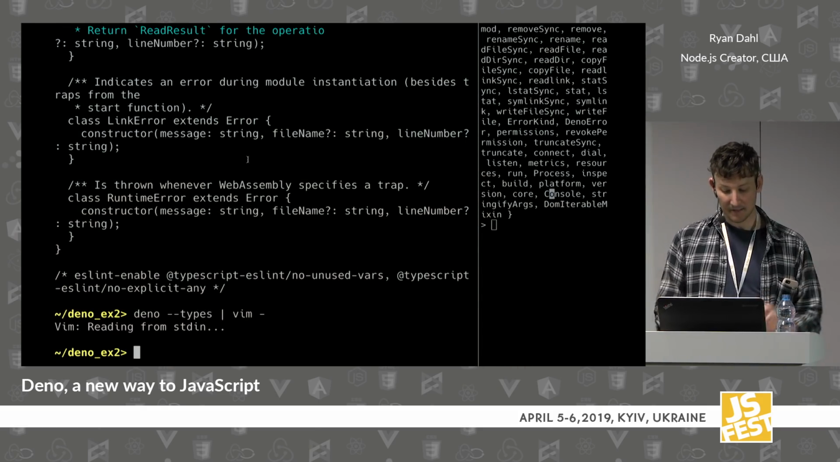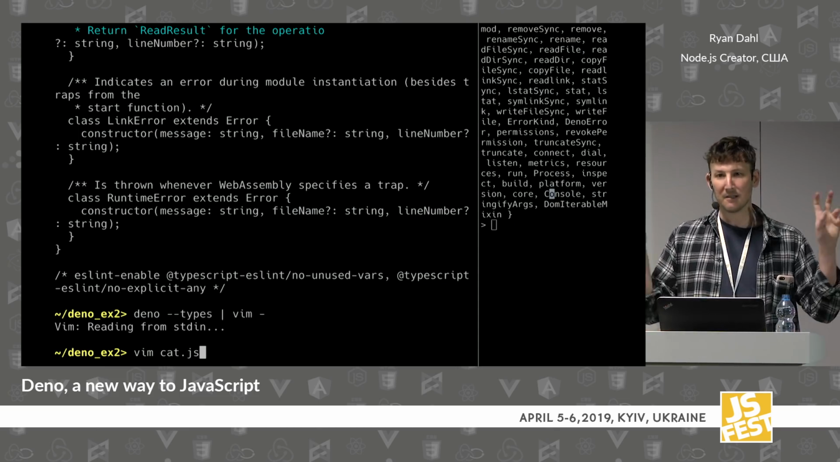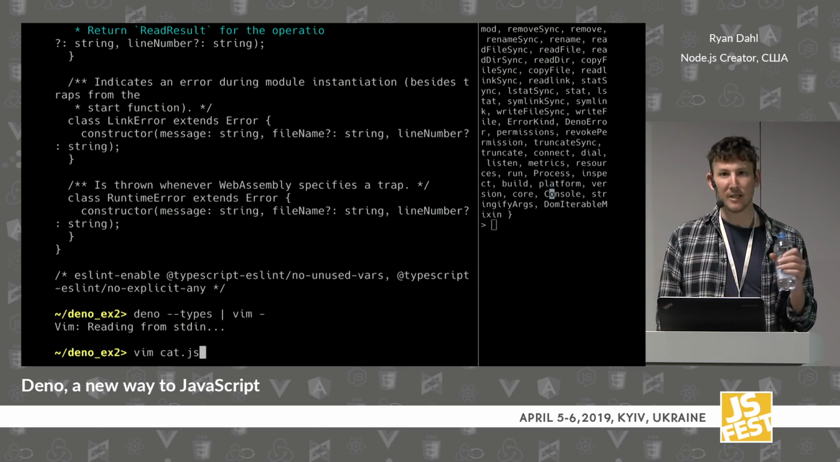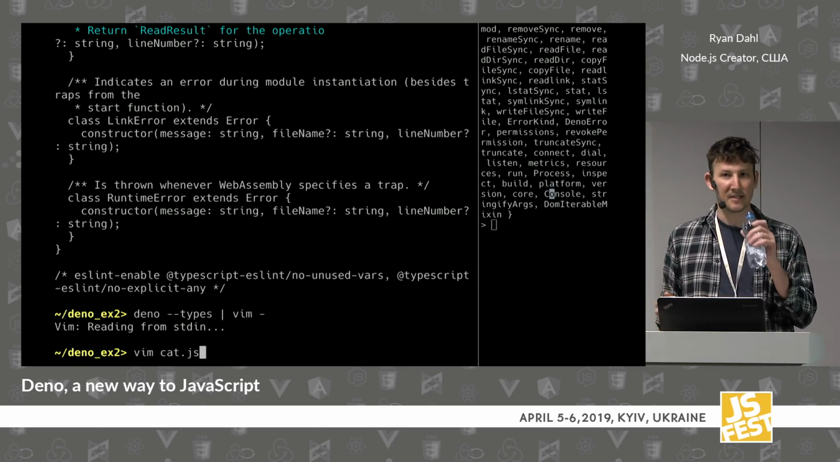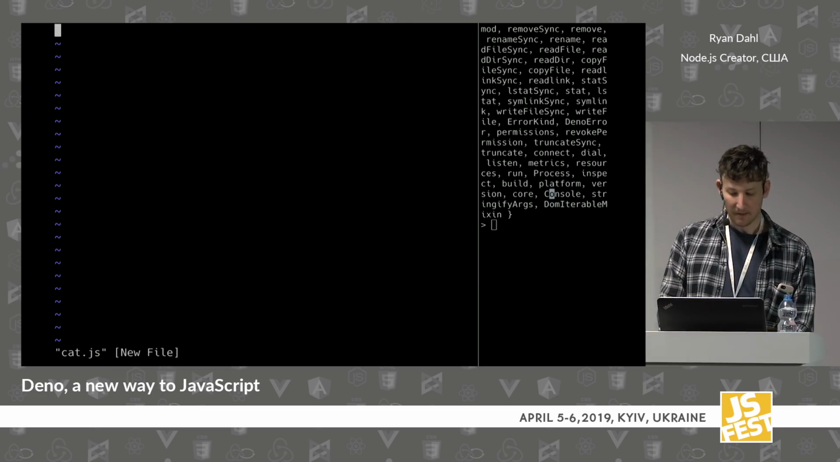And yeah, let's write a little program here. I'm going to write, just as an example, something like cat, the Unix cat program. It takes a file name as an argument and prints it to standard out, right? So what does that look like?